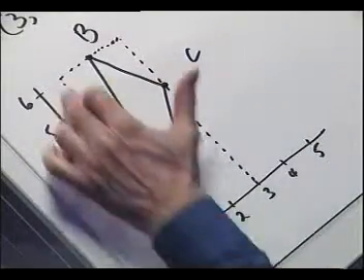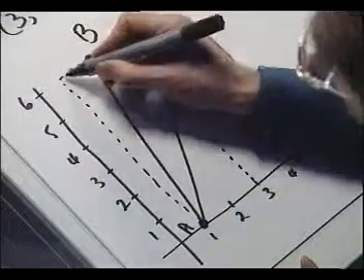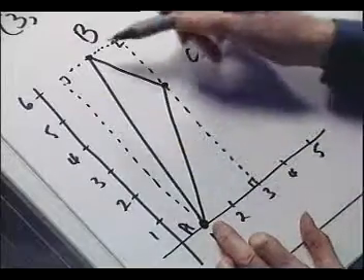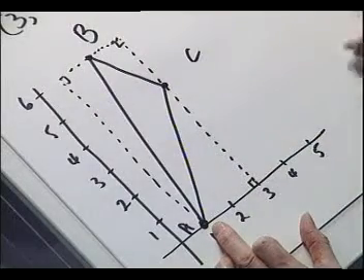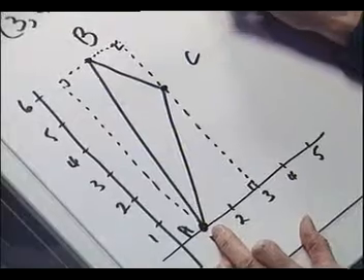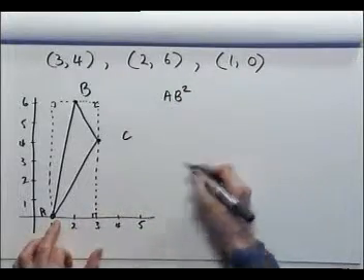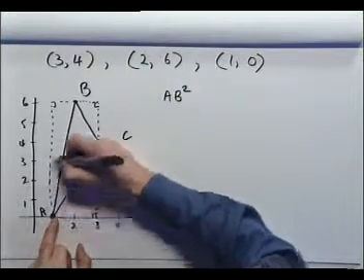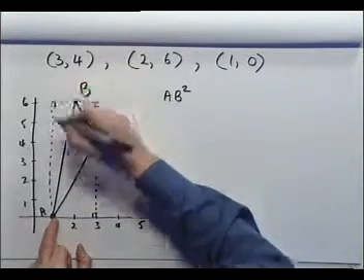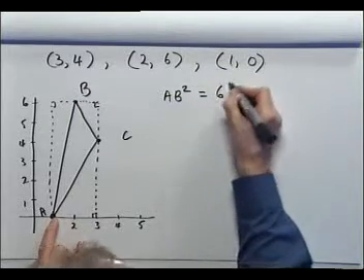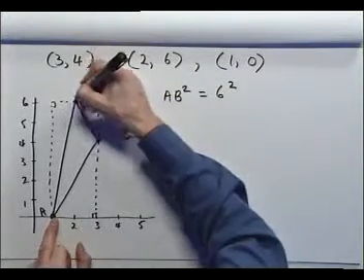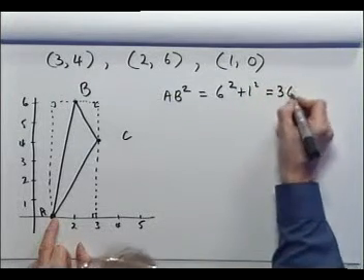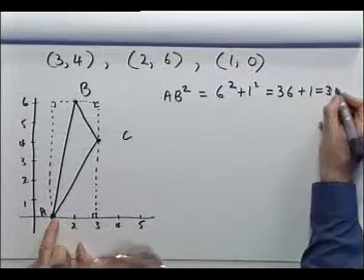And because I've surrounded it by a rectangle, these are all right angles here. And I can see now what the lengths of these little bits are. So let me work out AB squared to begin with. AB squared. Now, I can do that because this side here is of length 6. So that's 6 squared plus this length squared here, which is of length 1. So that's 36 plus 1 is 37.